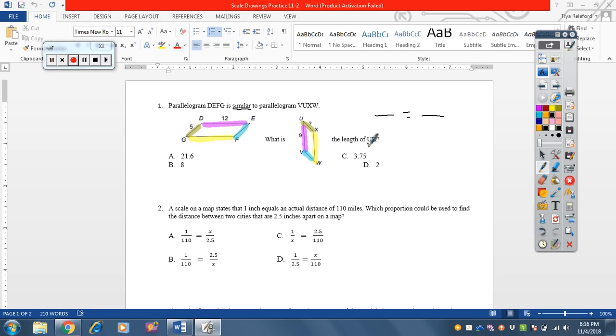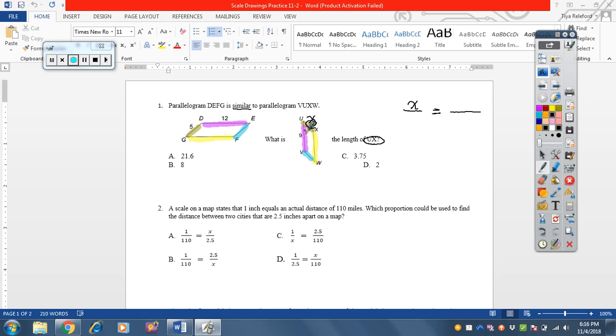It says, what is the side length of the side UX? So that's right here. And I'm not going to use a question mark. I'm going to change that to an X because that makes more sense to me. If you're looking for the side length, you need to set up a proportion. And I always start with what I'm looking for. So I'm looking for X, this green one.